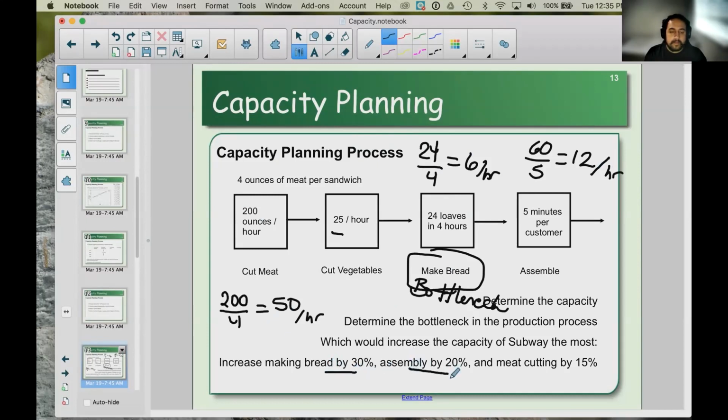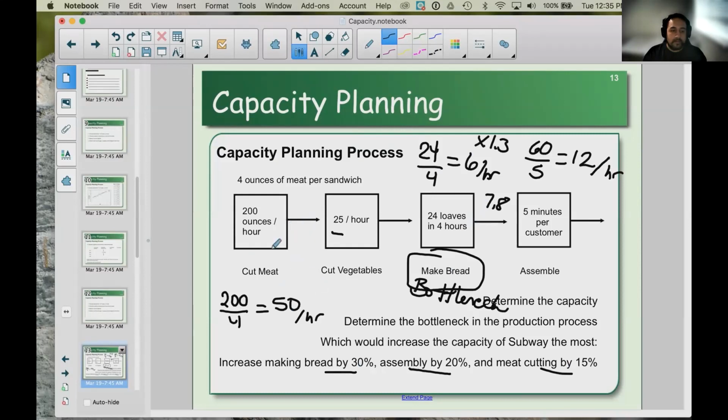We could increase assembly by 20%. We could increase meat cutting by 15%. So let's look at that. If we increase bread making by 30%, so we take that and multiply it times 1.3, then we can now make 7.8 sandwiches an hour.